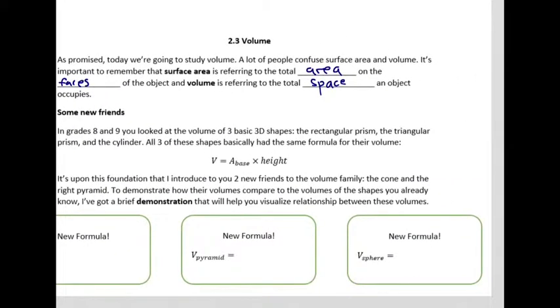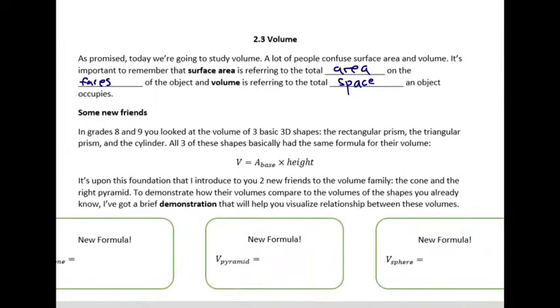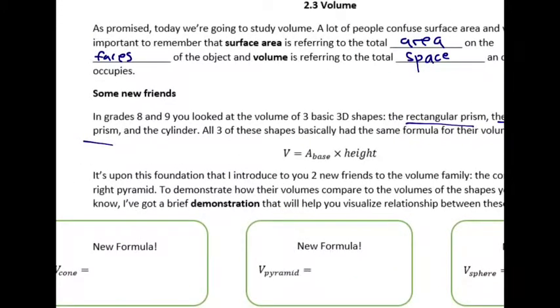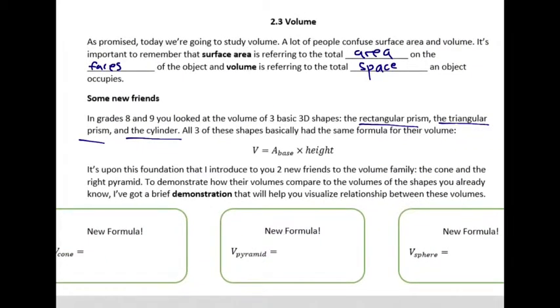In grades 8 and 9, you learned about 3 basic 3D shapes. We've already looked at them in surface area, but we're going to look at them in volume again. The rectangular prism, the triangular prism, and the cylinder. You should know how to find the volume of those 3 shapes. All of their formulas basically break down to this: you find the area of the base, and you multiply it by the height.